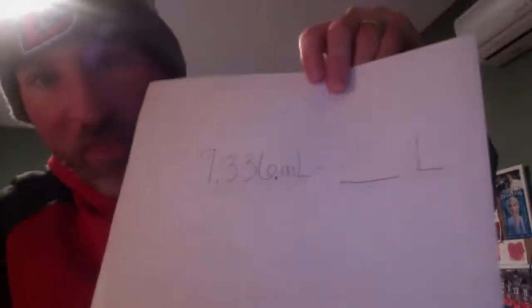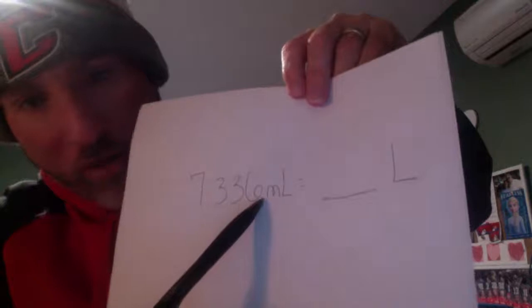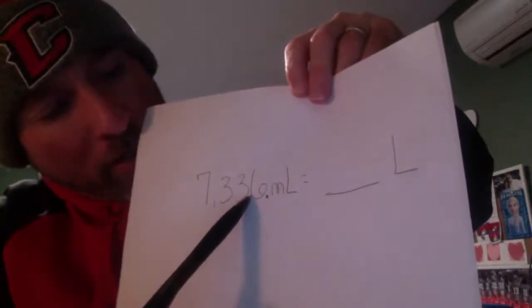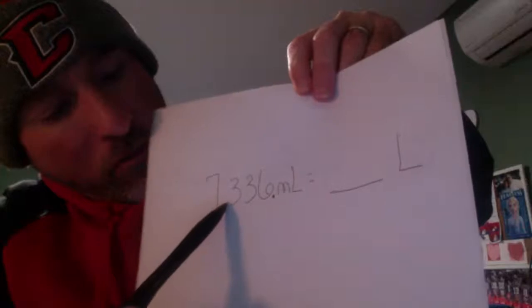So you've got to say, okay, if I have 7,336 milliliters and I've got to get smaller 3 spots, what do I do? You've got to move your decimal and make the number smaller. So 7,336, I'm going to move it 3 spots. You can move it with me if you like, because remember, there's 1,000 milliliters in 1 liter. So there's the decimal, right? We know it's right before the ones column. So we go 1, 2, 3, and we'd end up with 7.336 liters. That would be my answer for that.